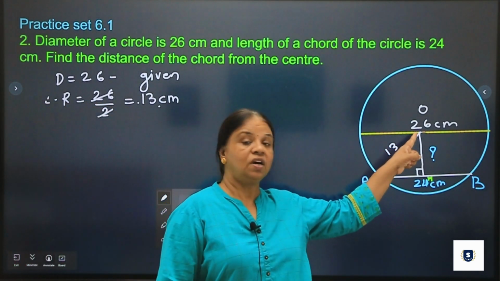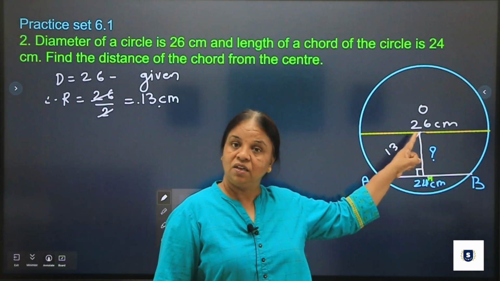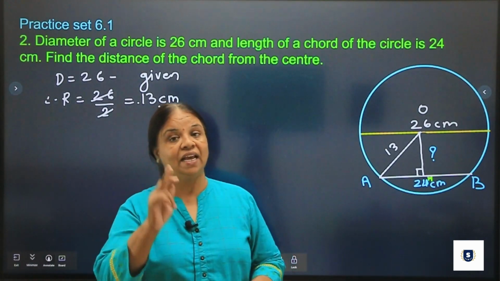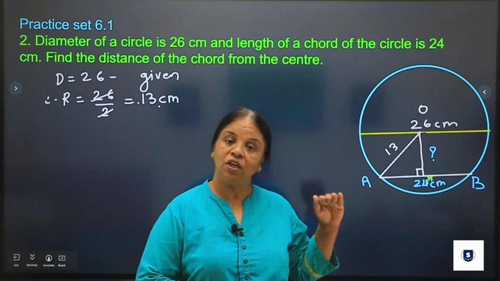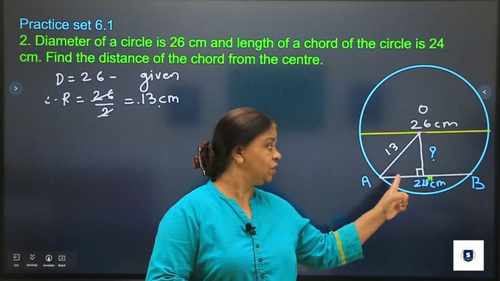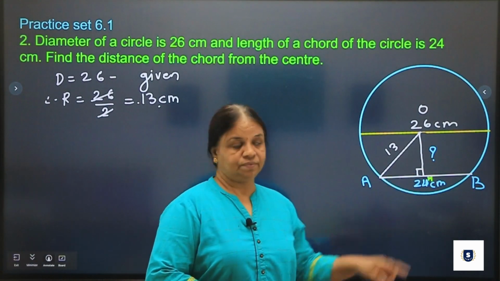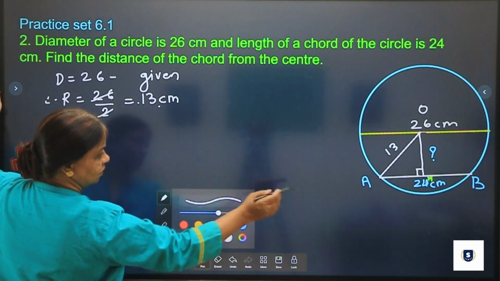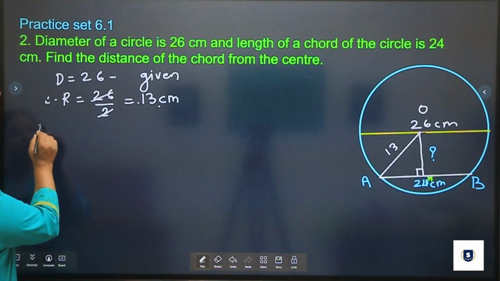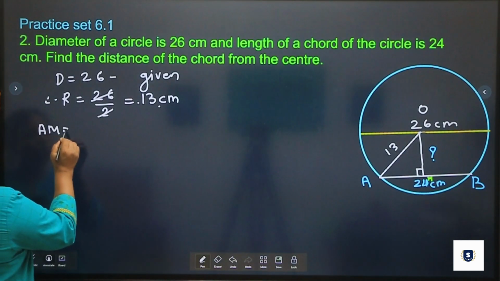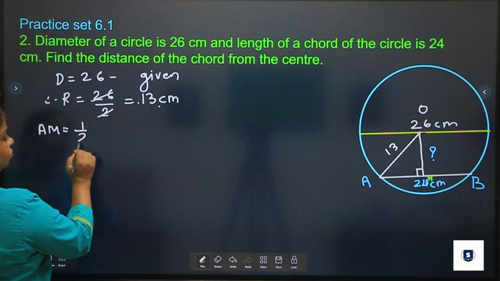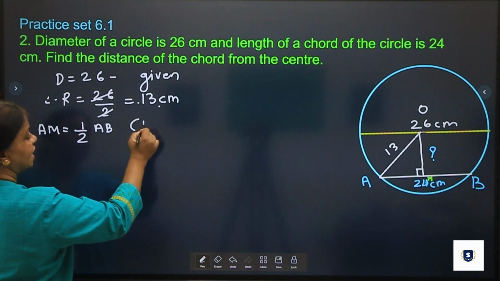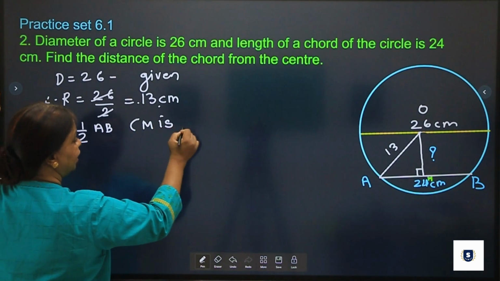See, if we draw a line from the center and join that line to the midpoint, then that line is going to be perpendicular to the chord. Okay, and also it will bisect the chord. So, let us say AM is equal to half of AB. Why? Because M is midpoint.